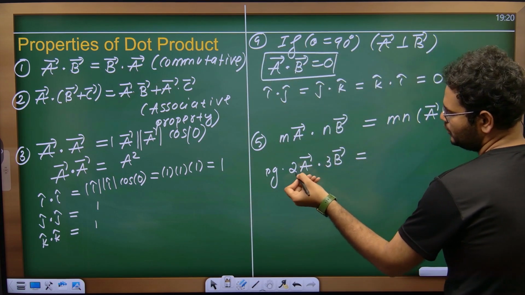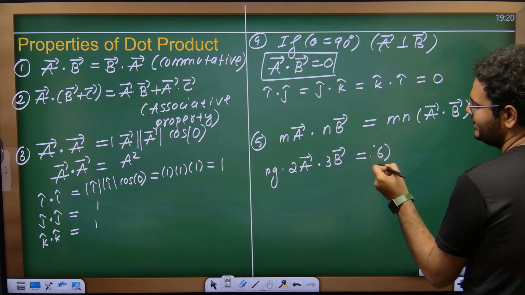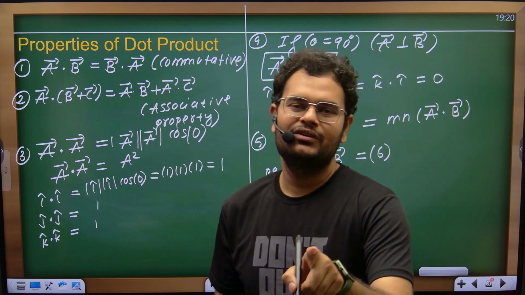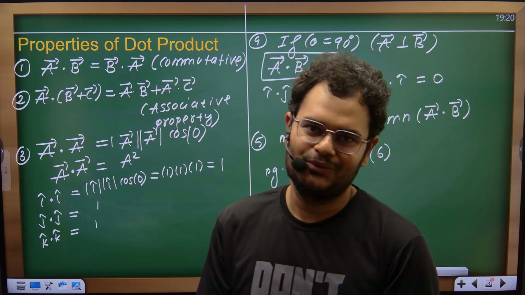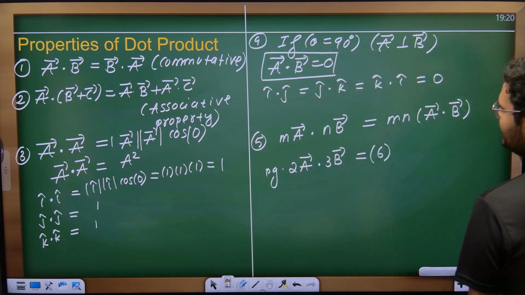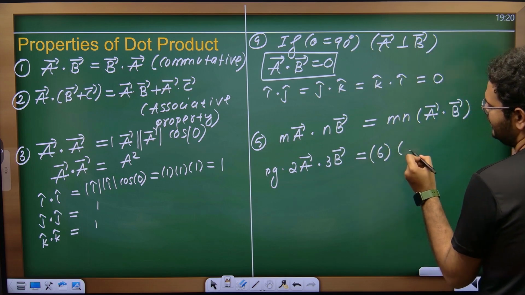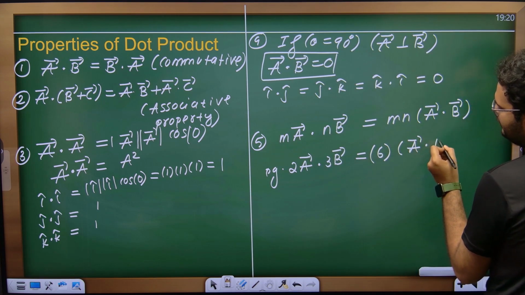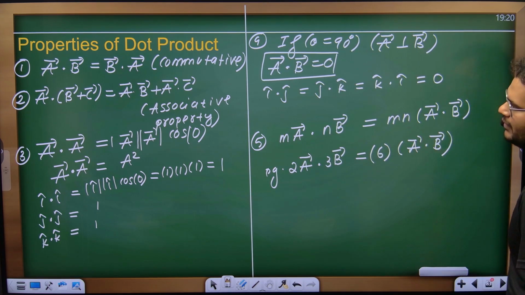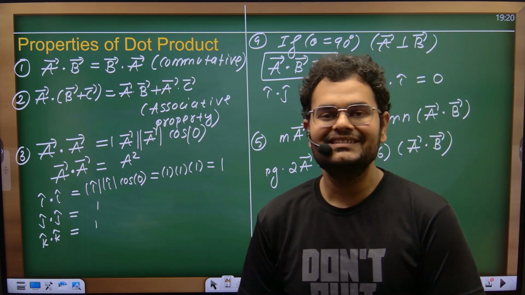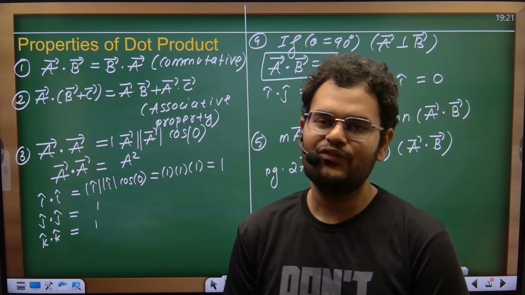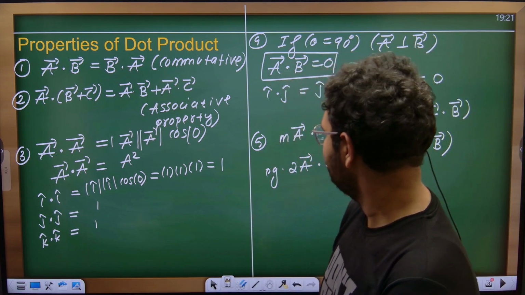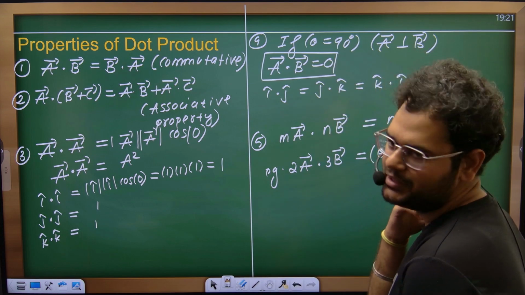So what I will write? 2 into 3 is what? 6. Scalar multiplication I can do. Vector multiplication I cannot. Okay. So 2 into 3 is what? 6. What remains is a vector dot b vector. This is about property of scalars. How many properties have we studied, sir? 6 properties we have studied.